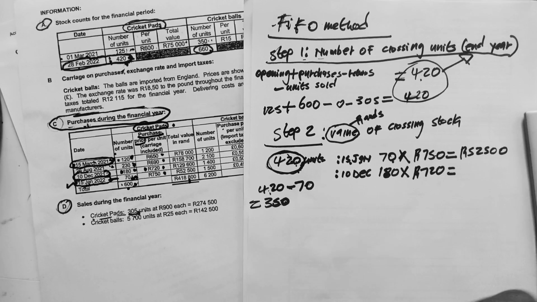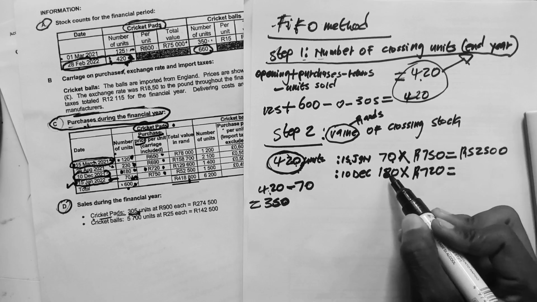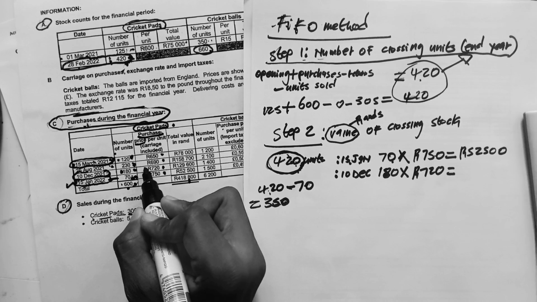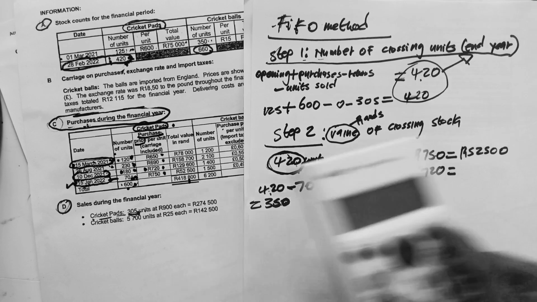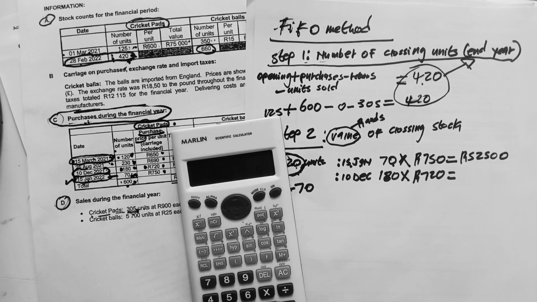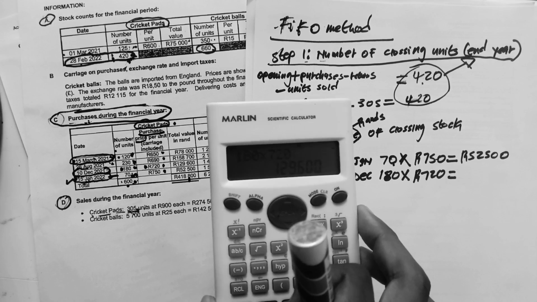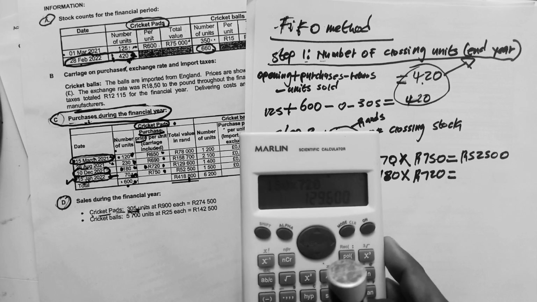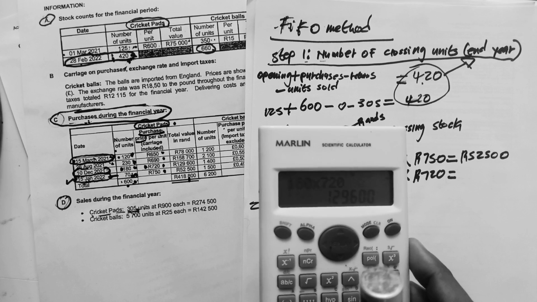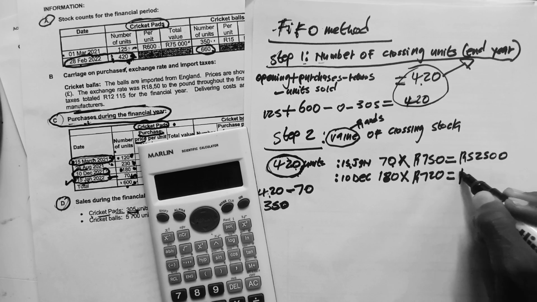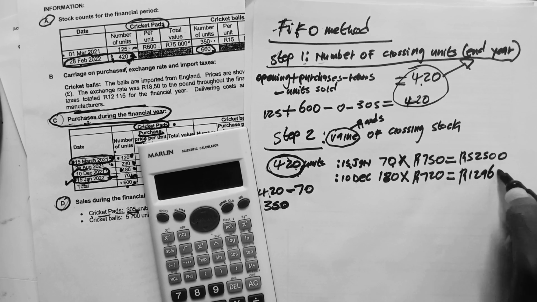I hope you understand. So on 10th December, we had 180 units at 720 each. So you punch your calculator. 180 units times 720, we get 129,600. So you write it down. 129,600.